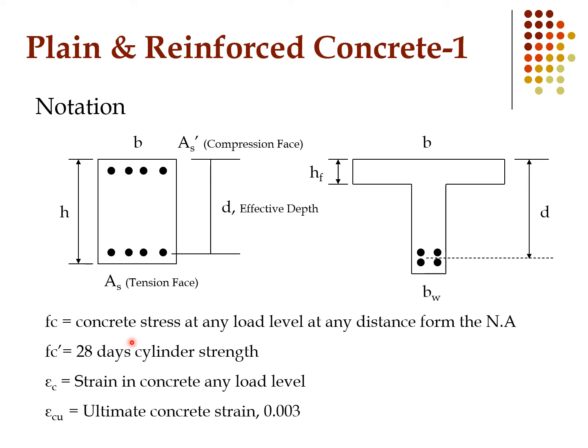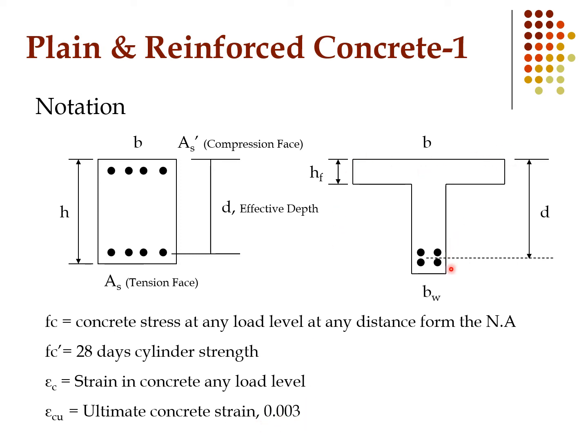fc is the concrete stress at any load level. f'c is the 28-day cylinder strength of concrete. Epsilon c is the strain in concrete at any load level. Epsilon cu is the ultimate concrete strain, which equals the crushing strain, and we assume 0.003.